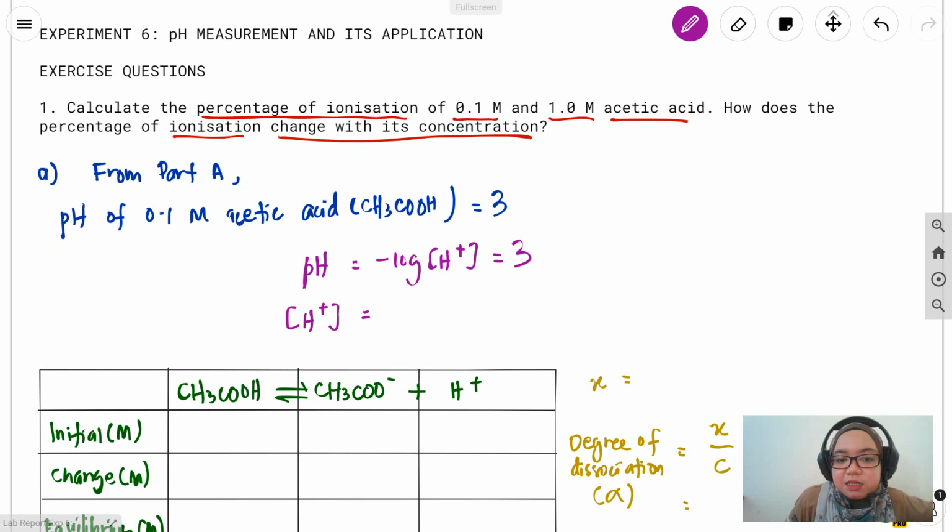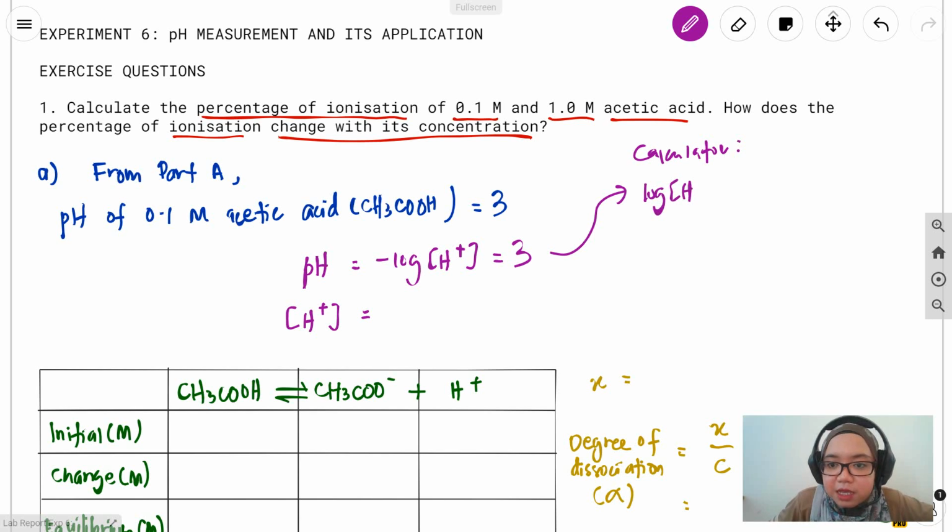So H plus is equal to, press the calculator. How do you press the calculator? You know pH is equal to negative log H plus, right? So here, you bring the negative over: log H plus is equal to negative pH. In this case, log H plus is now equal to negative 3.